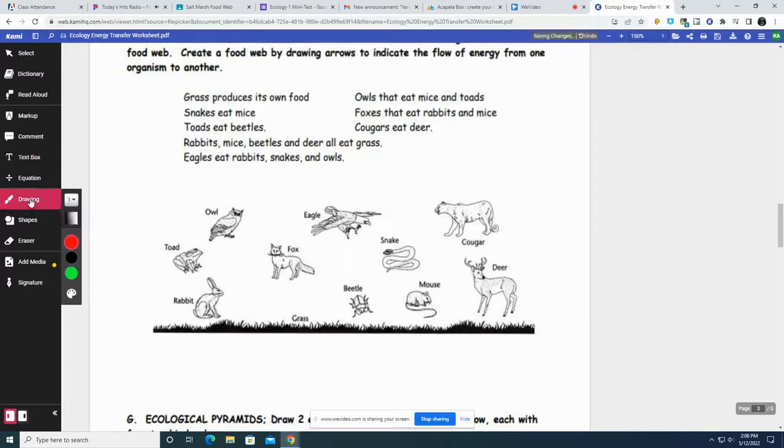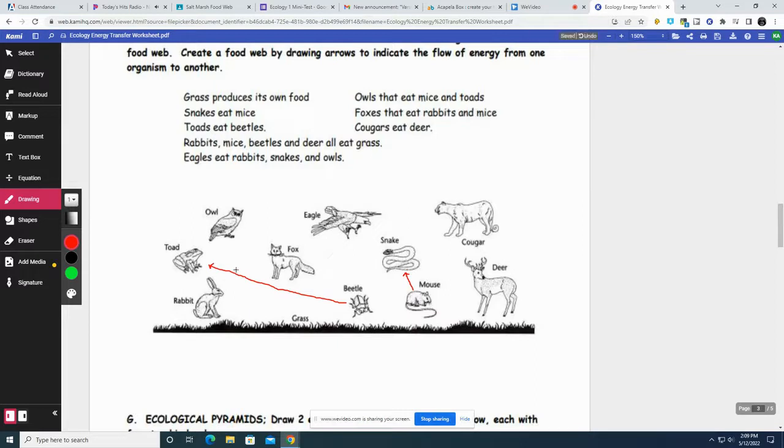All right, so I got to draw these arrows. Grass makes its own food. So, all right. Snakes eat mice. So here's the snake, there's the mouse. So the mouse is going into the snake. Energy is going from the mouse to inside the snake. Toads eat beetles. So beetle goes into the toad.